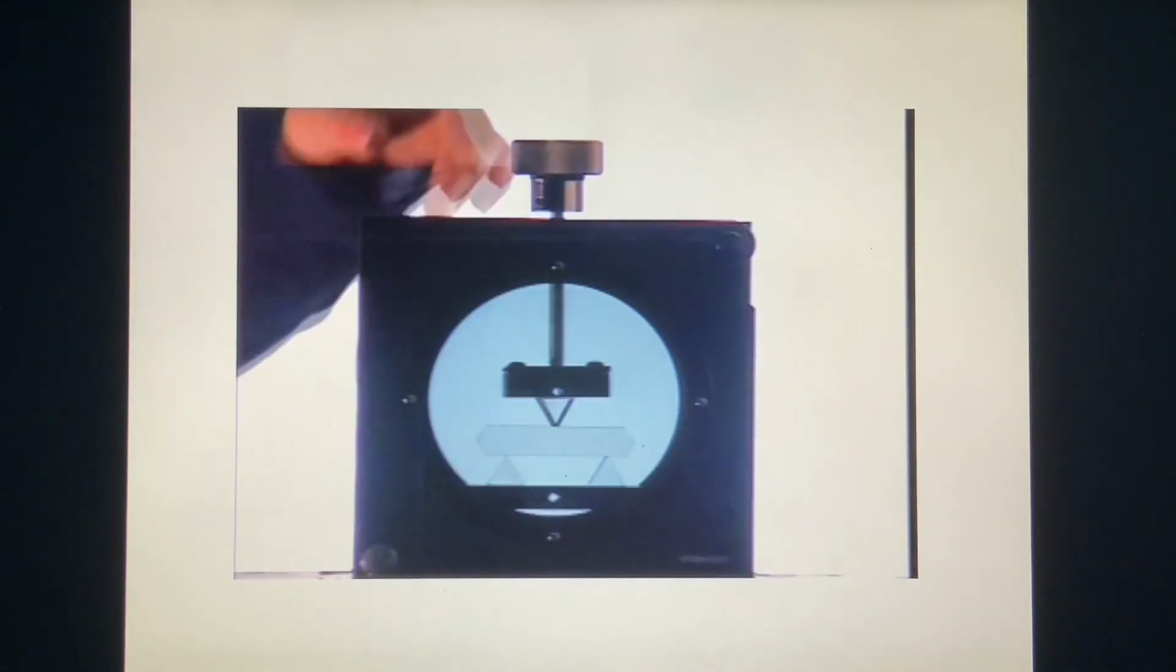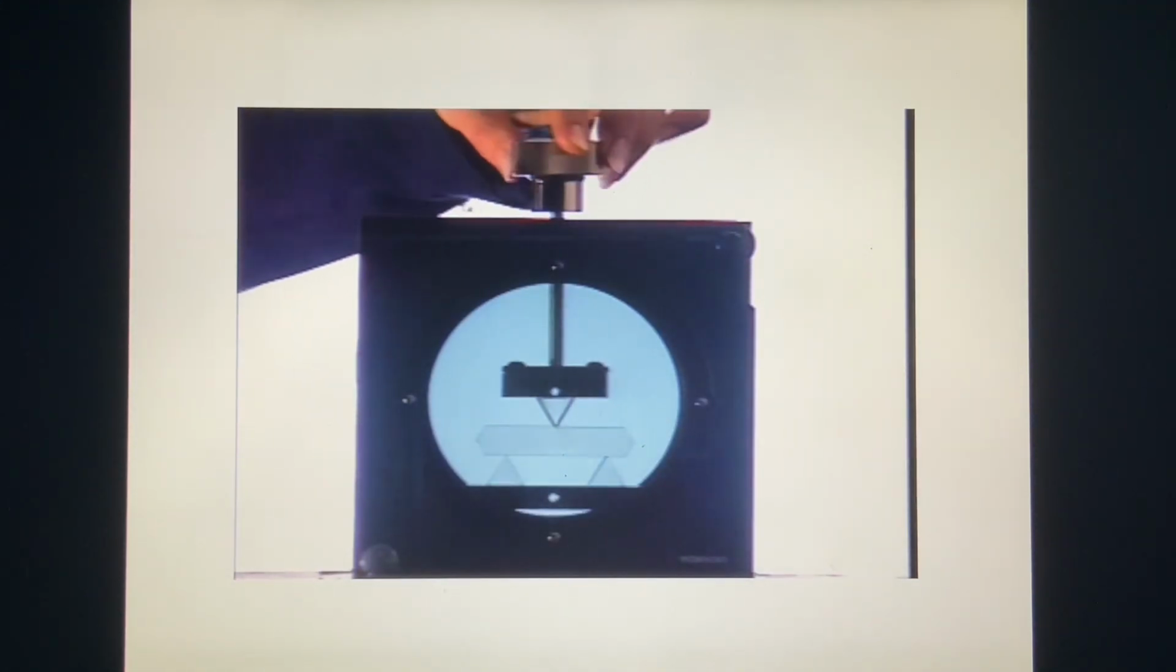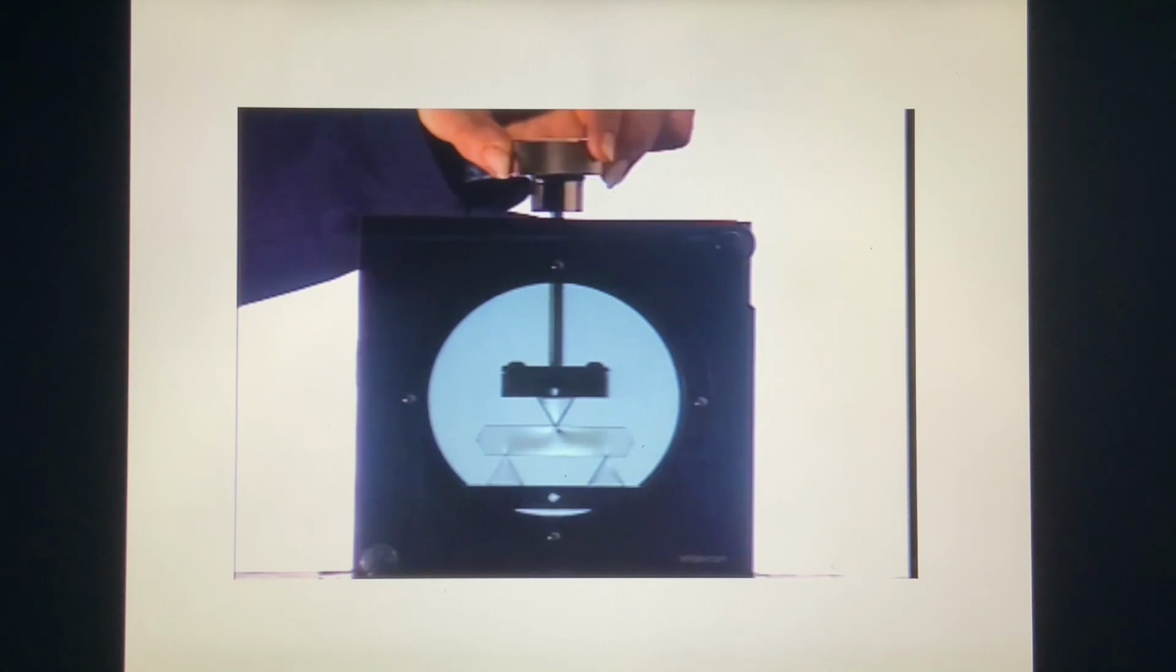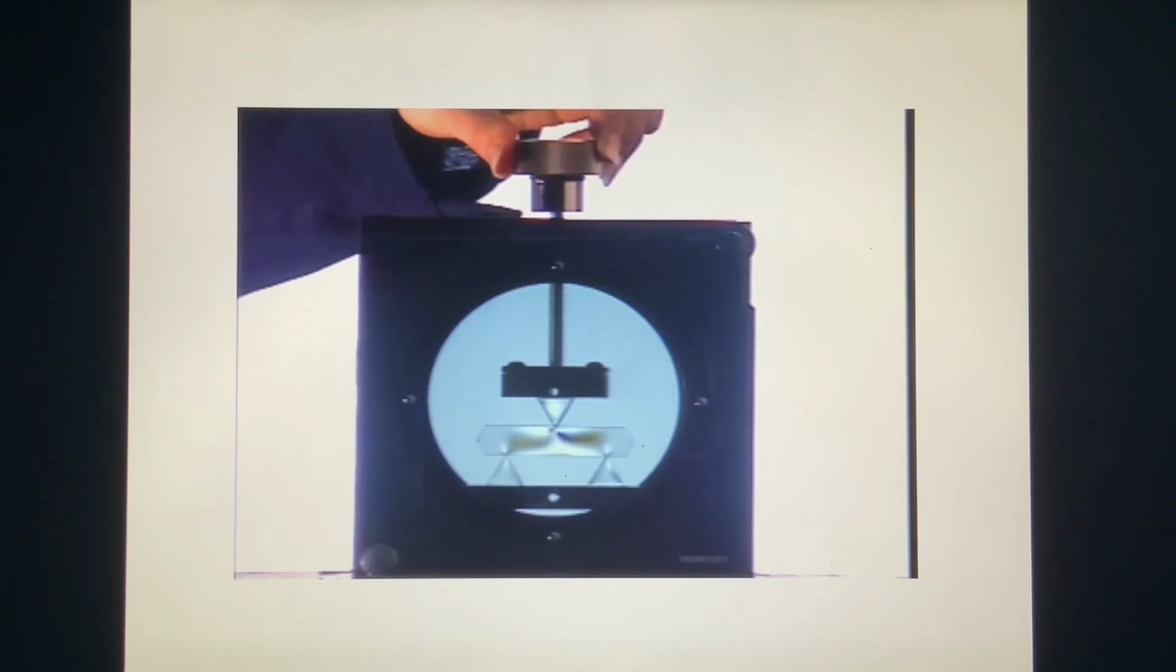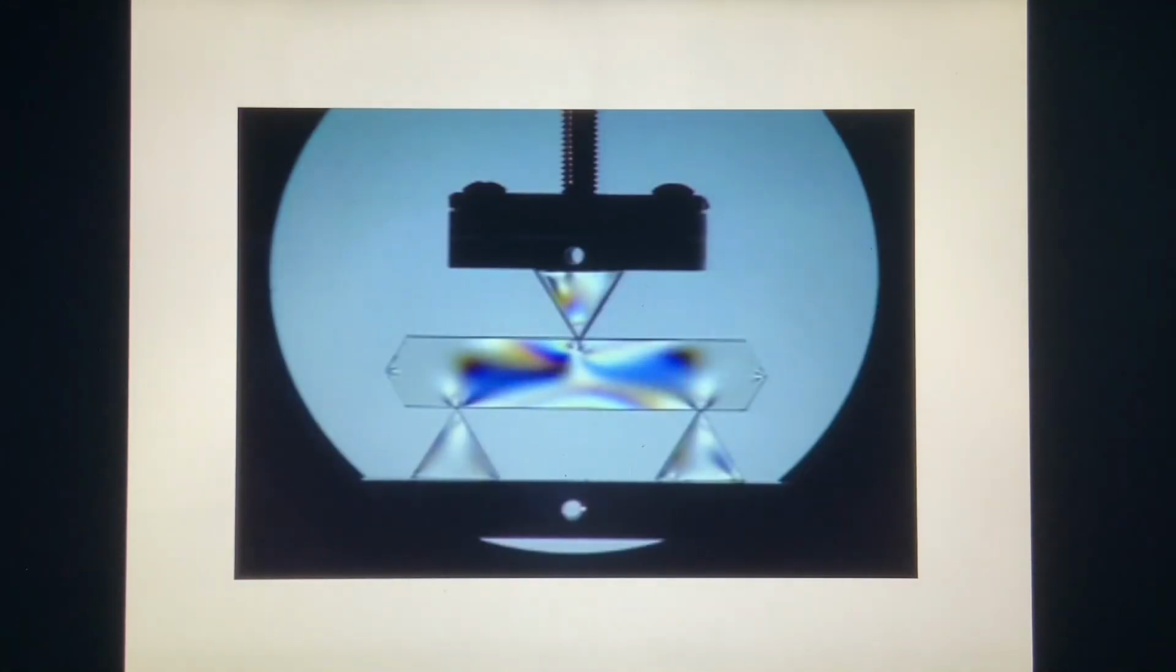plastic is colorless. When we put stress on the plastic figure by tightening this screw, areas of high stress rotate the light from the first Polaroid, allowing only certain colors to pass through the second Polaroid. The plastic now appears colored at the stress points, with different colors corresponding to different levels of stress.